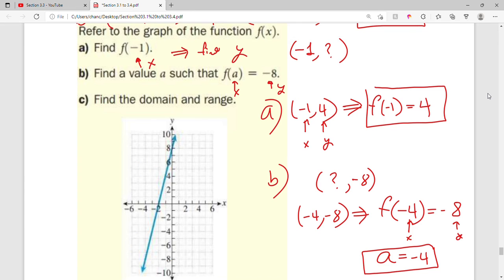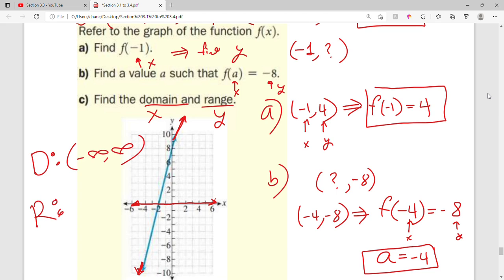Let's find the domain and the range. Again, the domain is the x values and the range is the y values. So for the domain, I follow the x-axis. If you were driving on the x-axis, how far do you need to go to the left to see the entire graph? Well, it goes forever towards the left, and you're going to have to go forever towards the right to see that entire graph. It extends forever. So the domain is negative infinity to infinity.